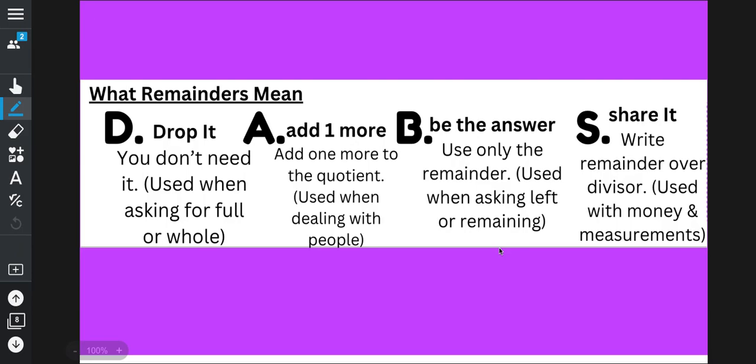B: the answer. Use only the remainder as your answer. We use this when they're asking for how much is left, remaining, or left out, anything of that sort. Last or last page could be. And then S: share it. Write the remainder over the divisor. This would be in fraction form. We might use this in money or measurements. Measurements would use the fraction form. Money would use the decimal form.